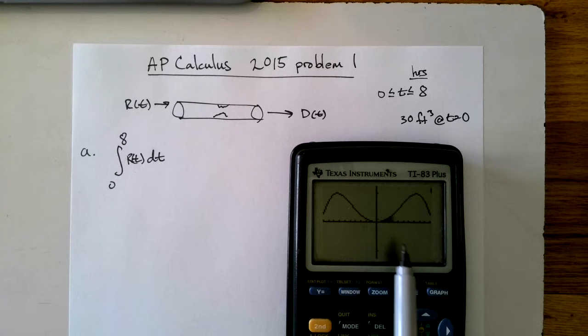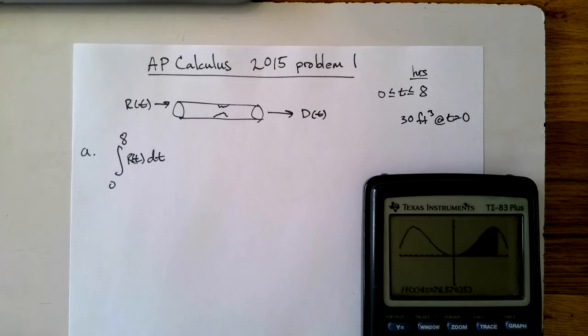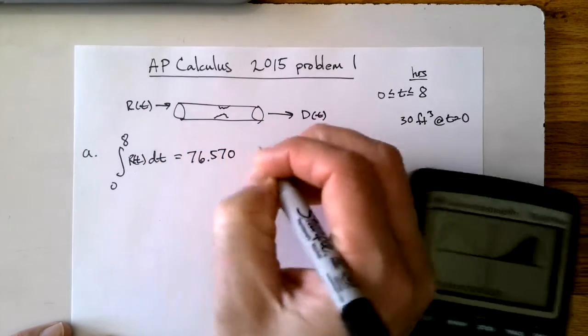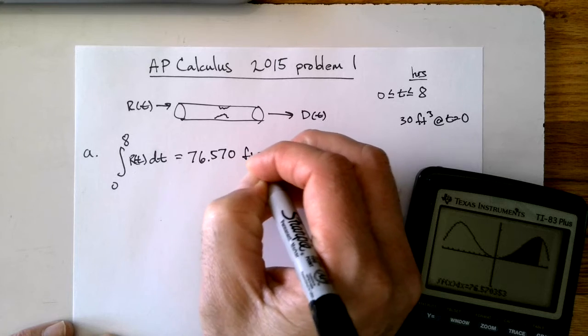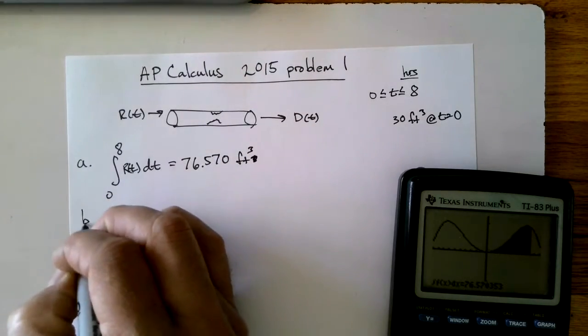And as I collect all that, I get 76.570 cubic feet. There you have it. So you get some points by just doing that.